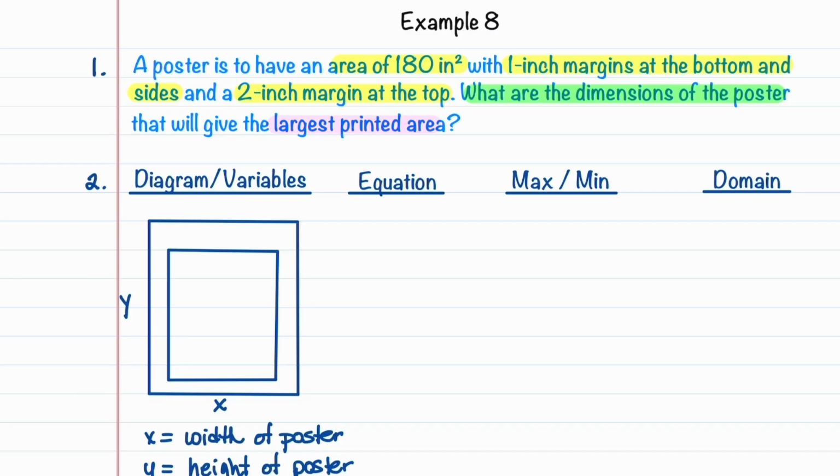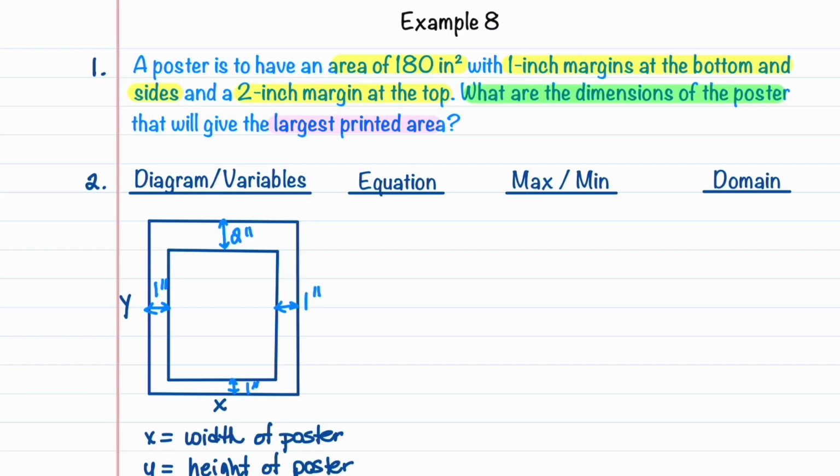Now let's go ahead and put our margins into our picture. Up in yellow, I have highlighted that we have 1-inch margins at the bottom and the sides. So let's just mark that this is 1 inch. This is 1 inch. We'll squish it in there. And then this is 1 inch. And then our top margin is 2 inches.